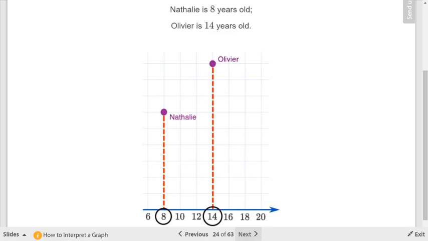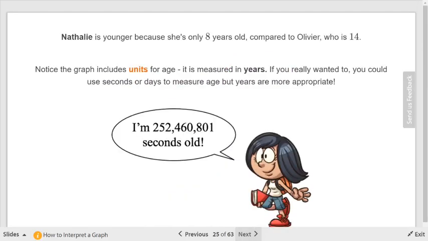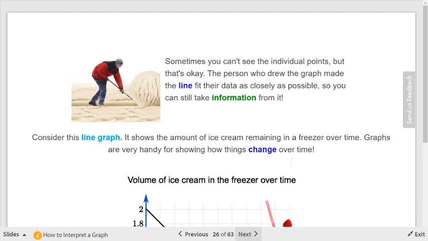All right, and so now you can see their age differences and which one is older because it's further on the x-axis, the age axis. Here's where they're talking about the units. I'm 252,460 and 801 seconds old. Is that how you measure your age? No. Okay? If you want to figure that out, go ahead.